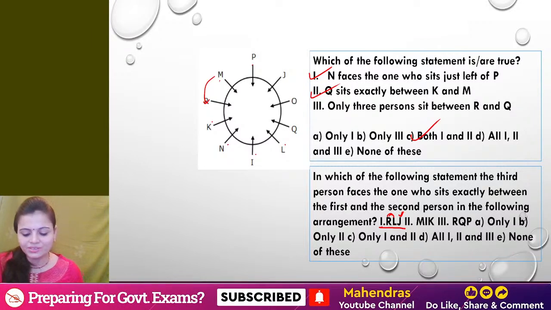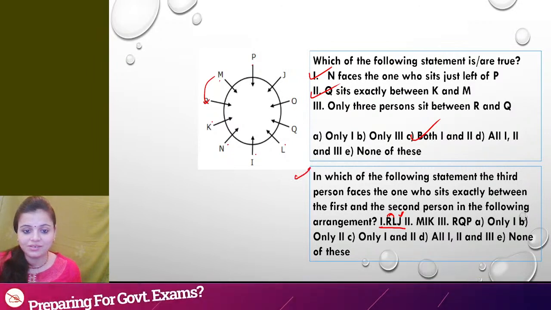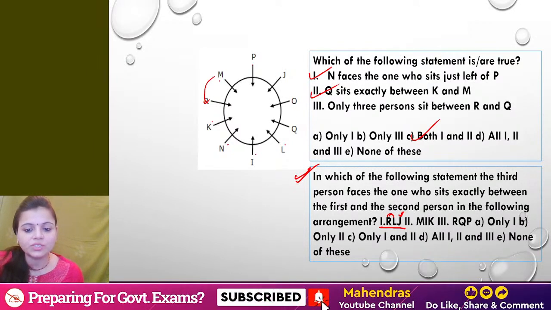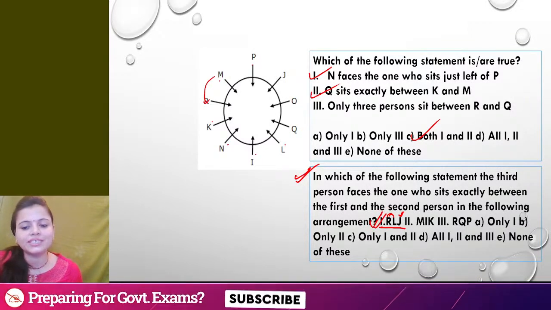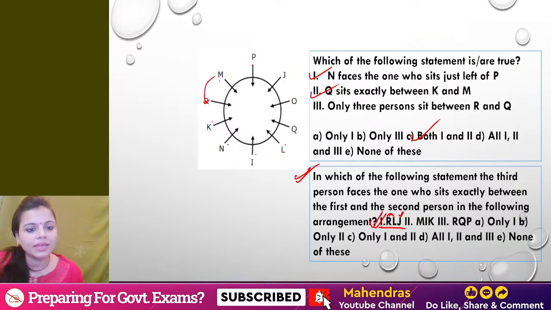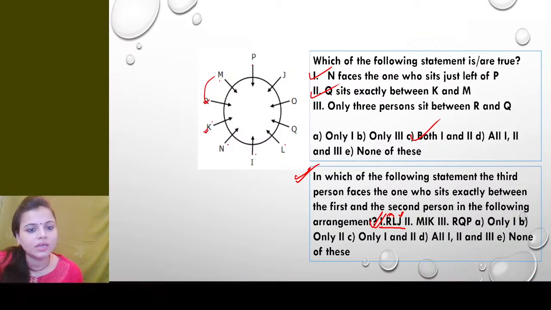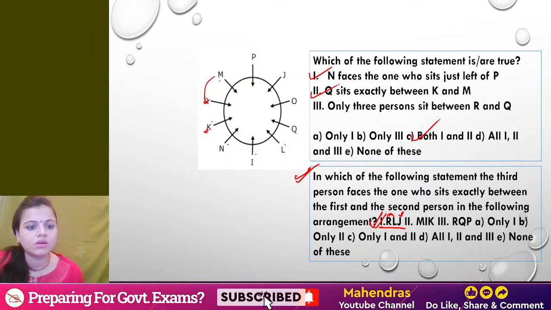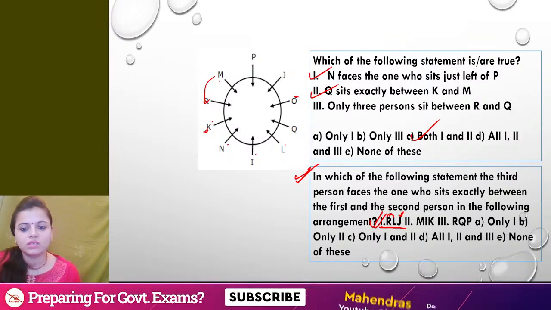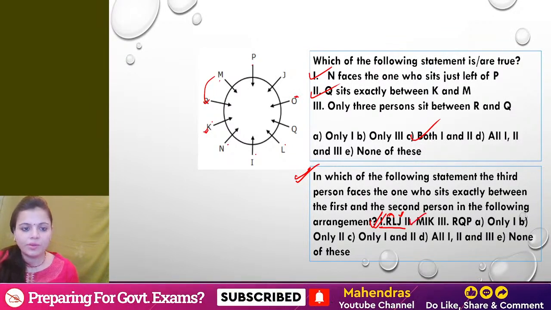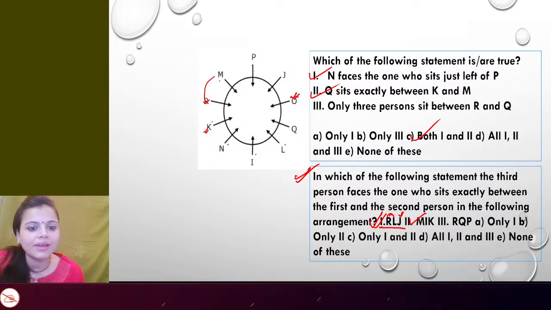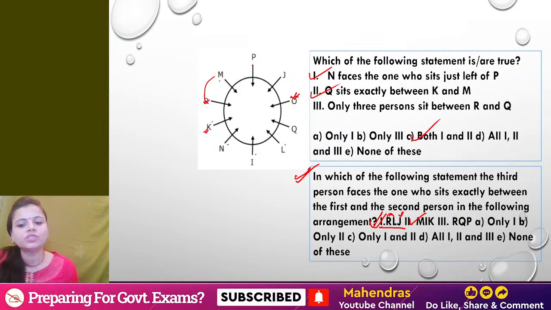So, what is the answer of this question? J is facing the person who is exactly between R and L. Who is exactly between R and L? You see, there's N. J is facing N. Yes. First one is right. Is K facing the person who is exactly between M and I? From this side, M and I, 1, 2, O. Yes. Second one is again right, because O is exactly between M and I and K is facing O.